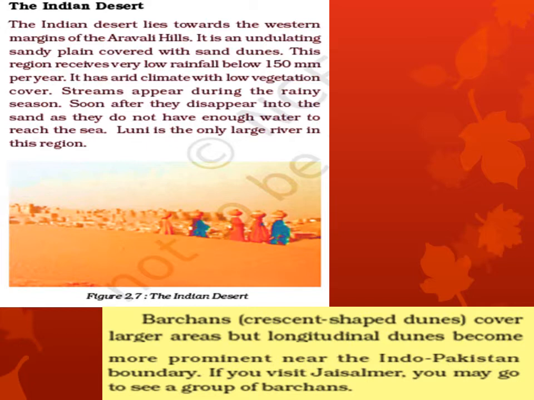During the rainy season, the streams appear and soon after they disappear into the sand, and they do not have enough water to reach the sea. Luni is the only large river in this Indian desert. Barchans cover a large area, but longitudinal dunes become more prominent near the Indo-Pakistan boundary. Barchans are the crescent shaped dunes.